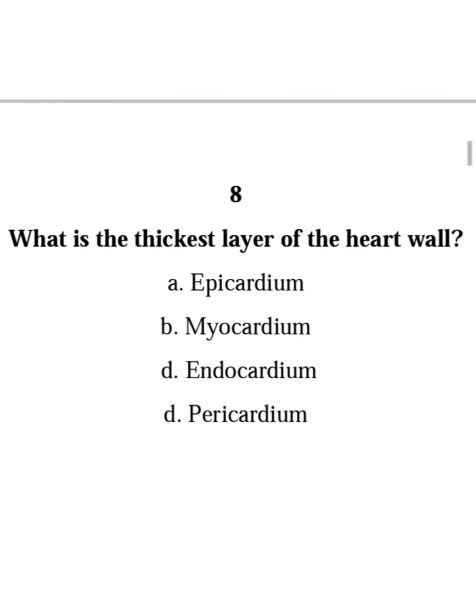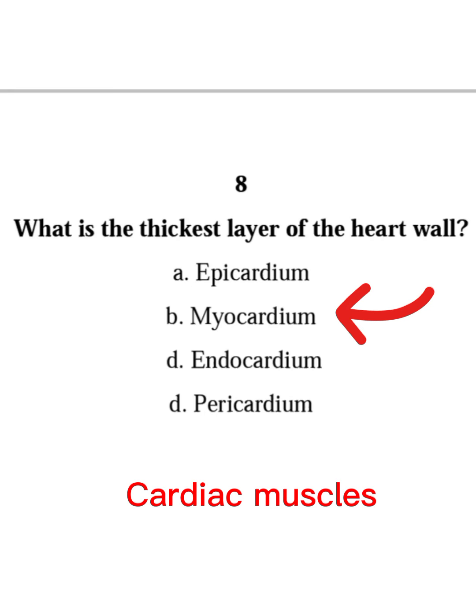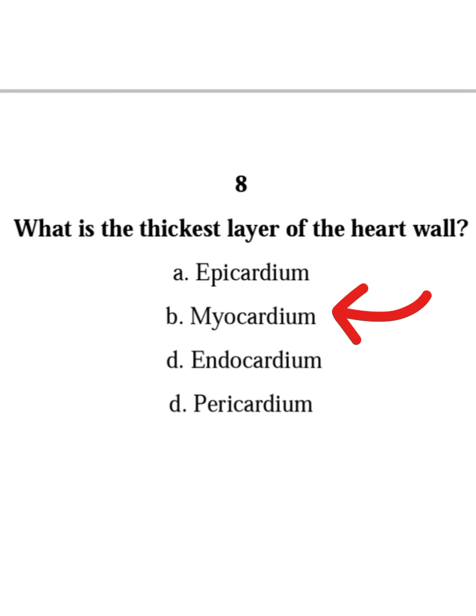Number 8. What is the thickest layer of the heart wall? Epicardium, myocardium, endocardium, pericardium. The correct answer is B, myocardium. So the myocardium is the thickest layer of the heart wall. It consists of cardiac muscles that are responsible for the pumping action of the heart.